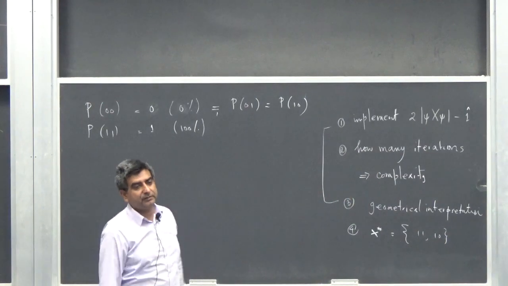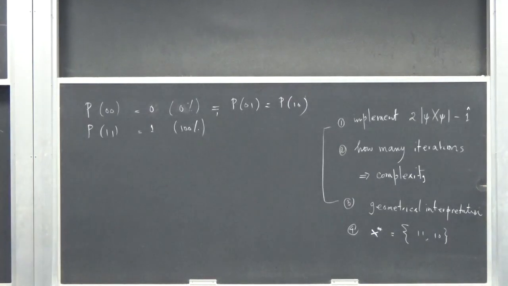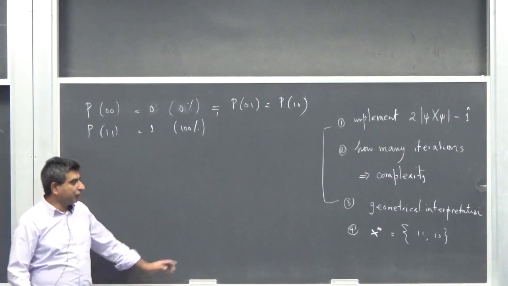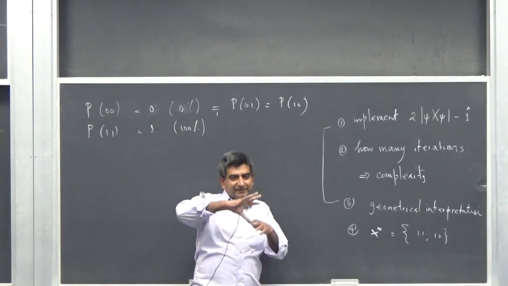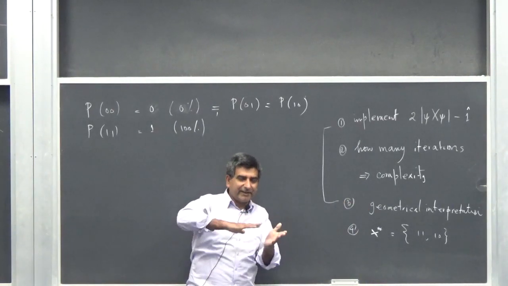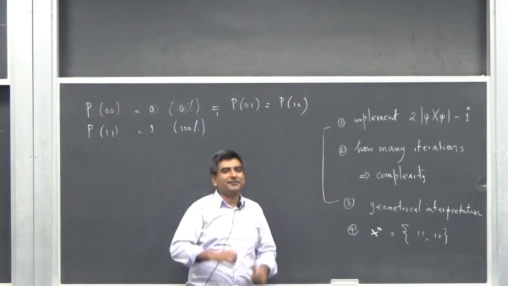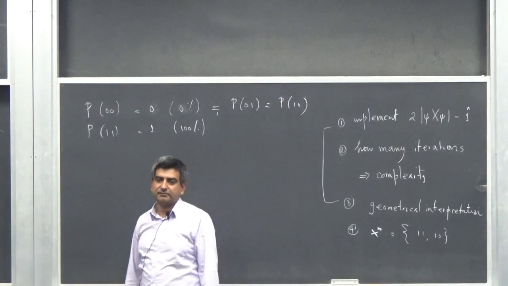Yes, question please. Sir, why is it called Grover diffusion? It's called Grover diffusion because, as I'm going to describe in a geometrical interpretation, there's a vector in a space that is moving, it's diffusing. That's why it's called a diffusion operator.